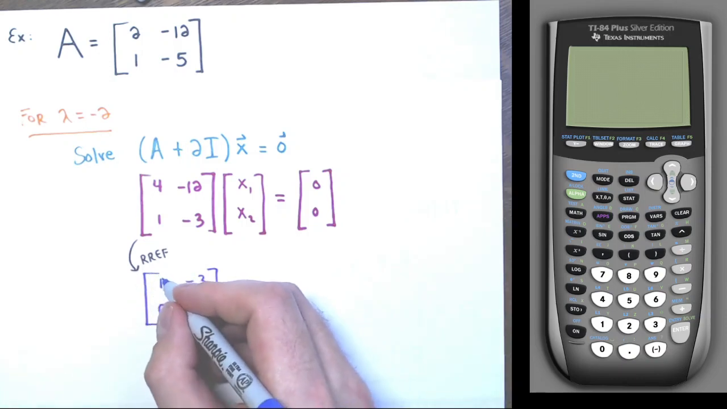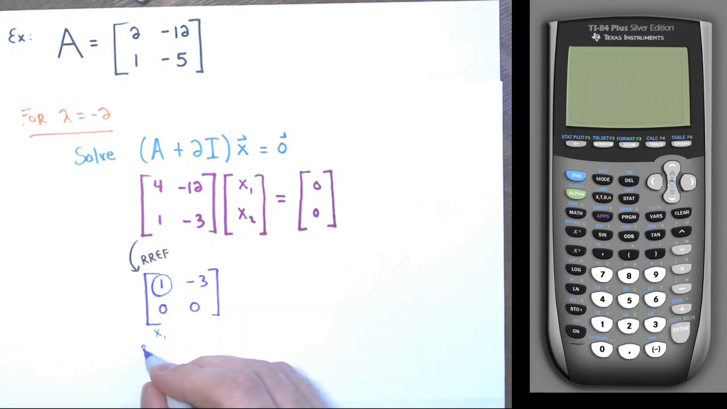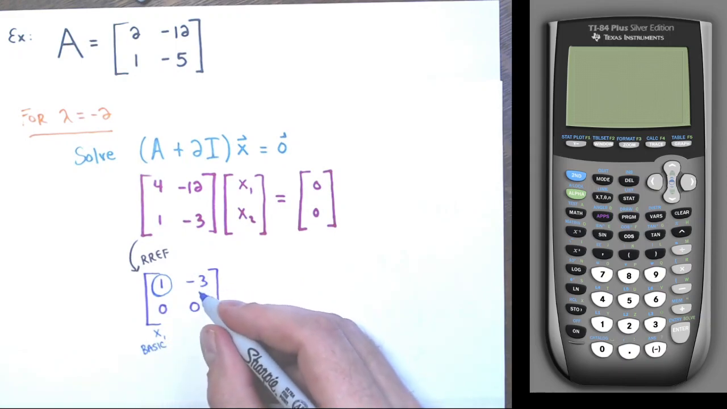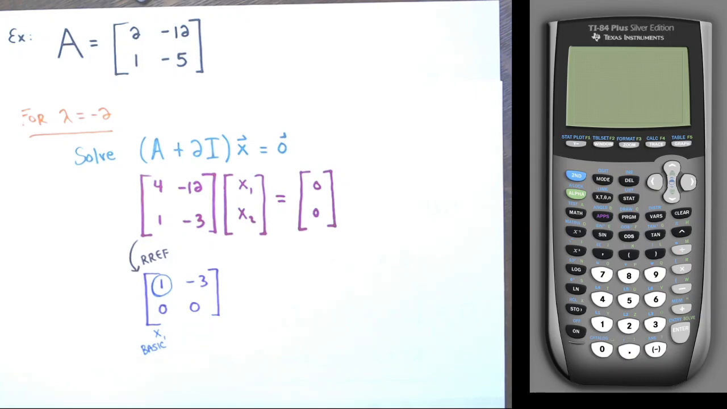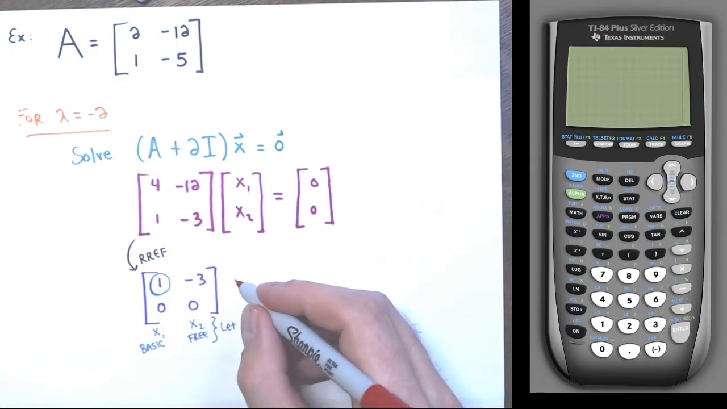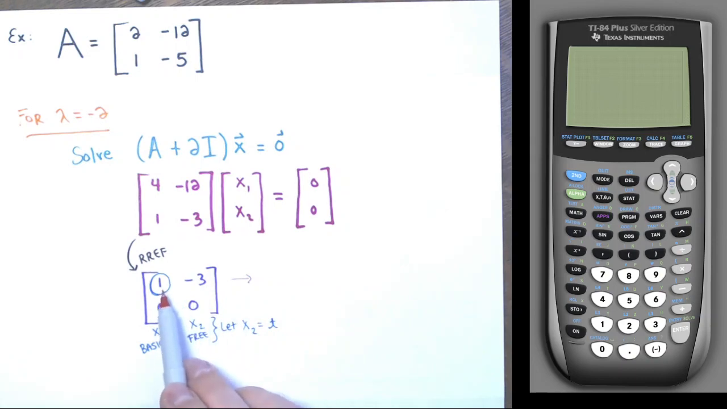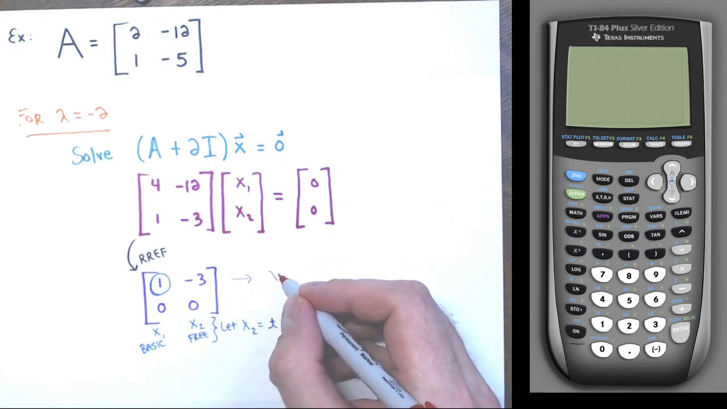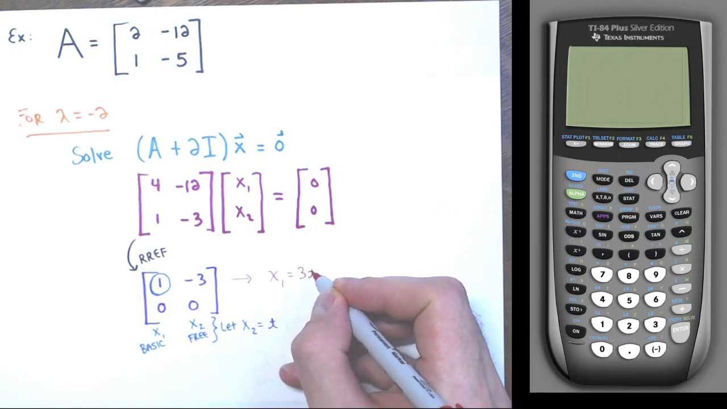Right, so yet again, my pivot is in the first column, so x1 is basic. The second column does not have one of those leading ones or a pivot. So x2 is my free variable. And I'm going to replace that free variable with t again. So x2 equals t, and then from the first line, we have x1 minus 3x2 equals 0. So x1 would have to be equal to 3t, right? I would add 3t to both sides.